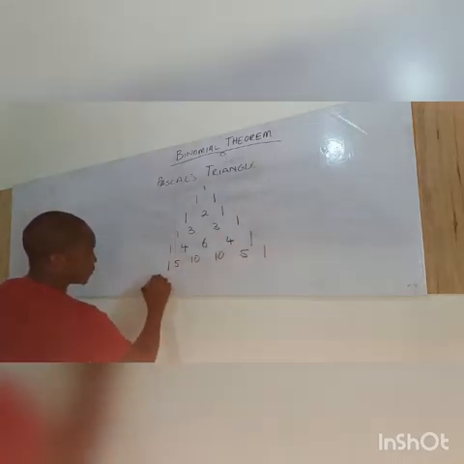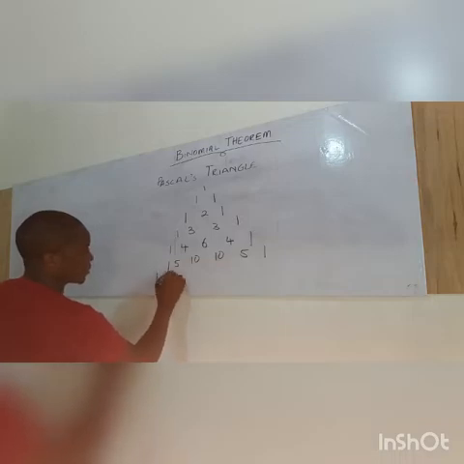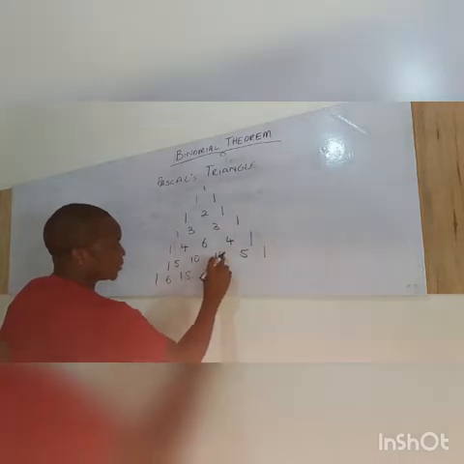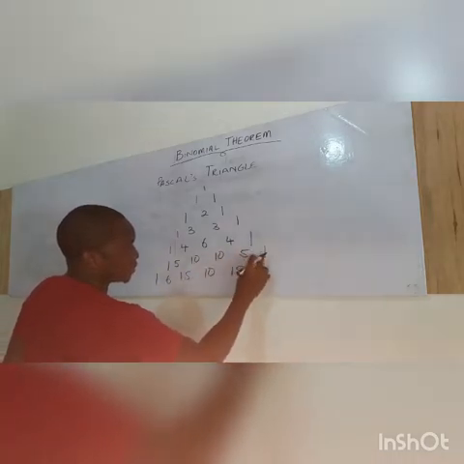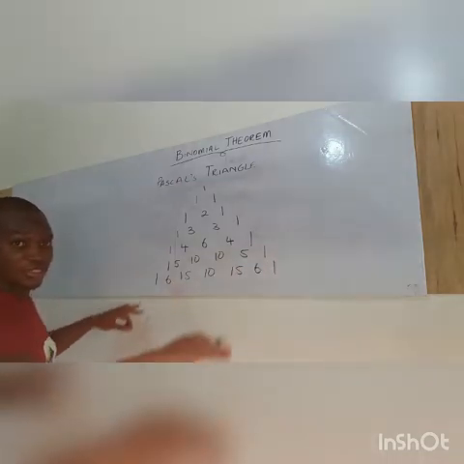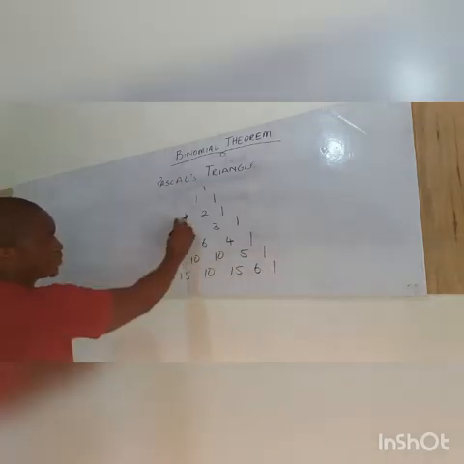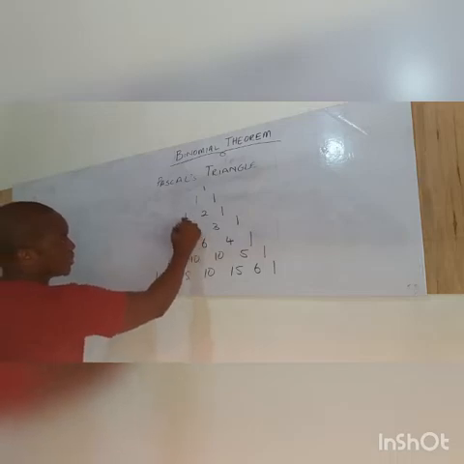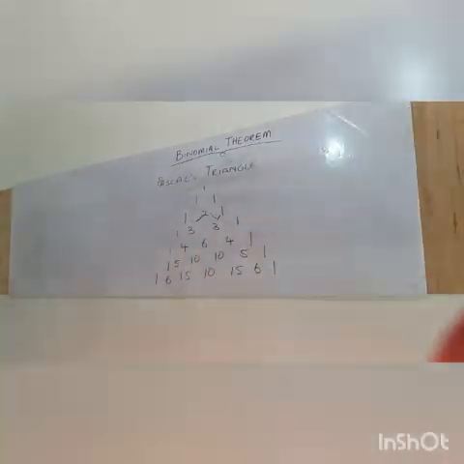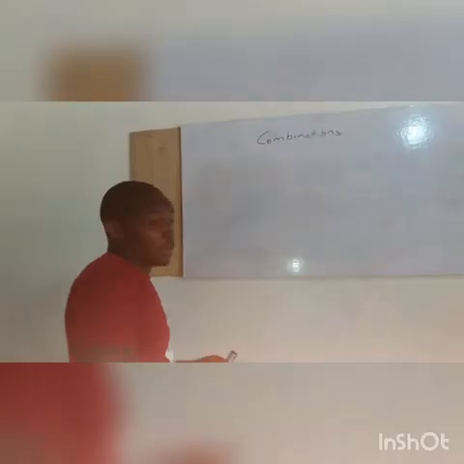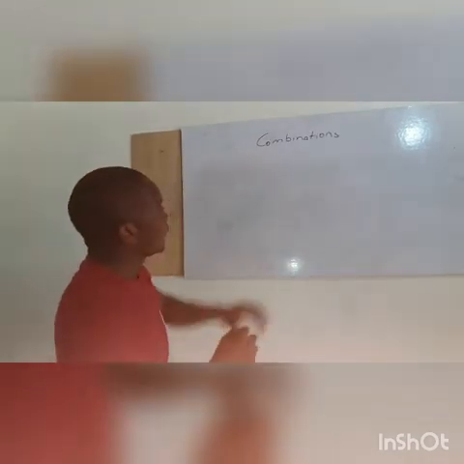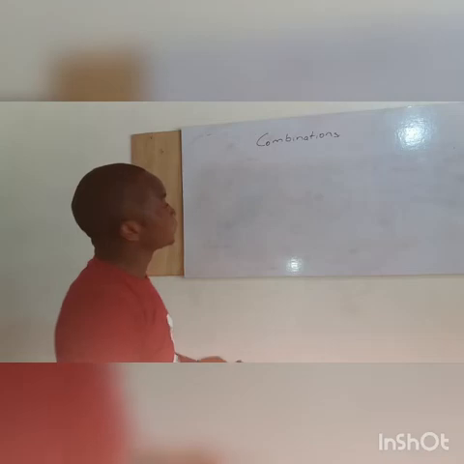It continues. We start with 1 here. 1 plus 5, 6. 5 plus 10, 15. 10 plus 10, 20, 15, 6, and 1. So you can just continue, it's just very easy. You just see this plus this gives this. Okay, so that was the Pascal's triangle. We'll come back to it. So let's come to combinations, the second.